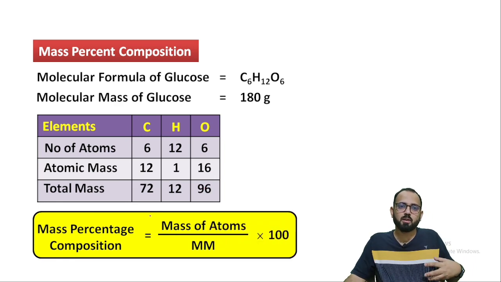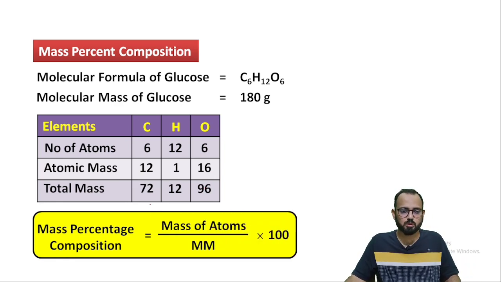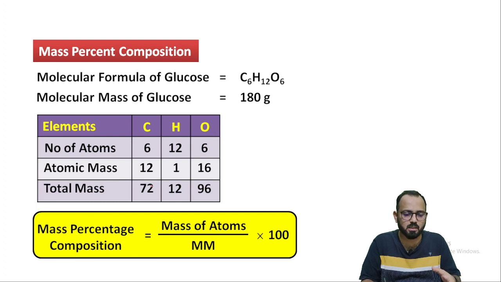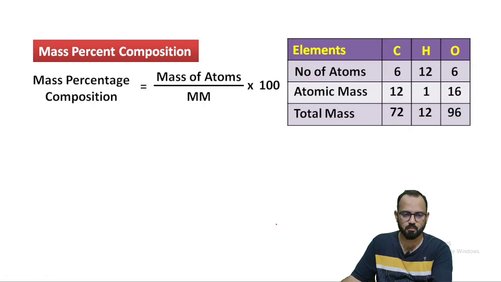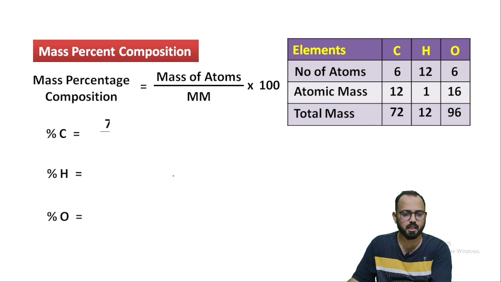So how will we find the mass percentage composition? Mass percentage composition means the percentage composition of that particular element in that compound. Percentage composition is the amount or percentage of a particular element in a compound. It can be found using the equation: mass of atom by molecular mass into 100. So the mass percentage composition of carbon, hydrogen and oxygen can be found out.